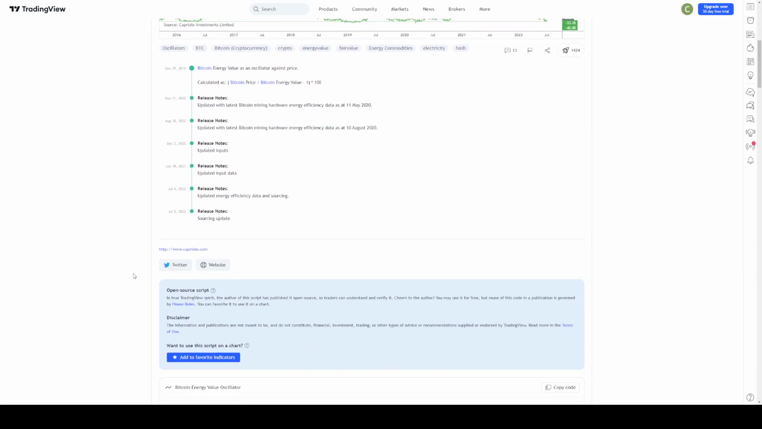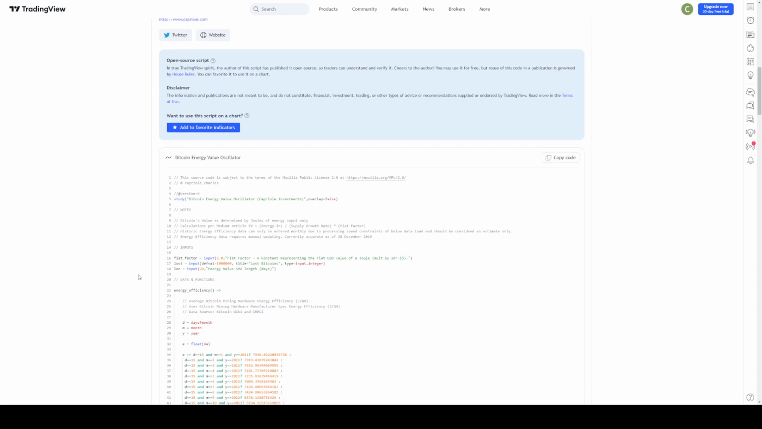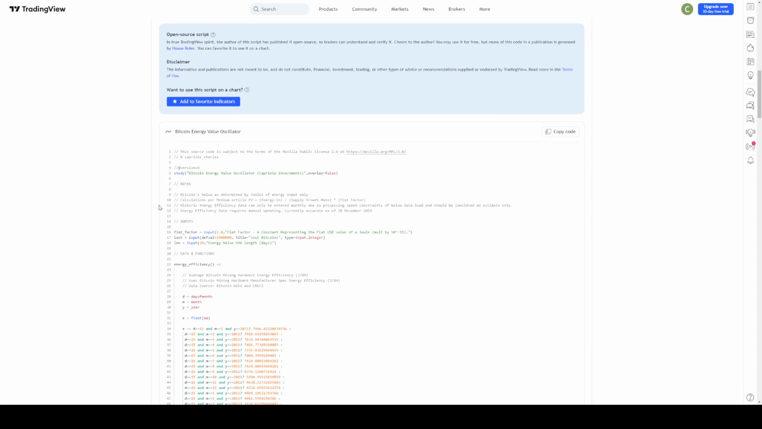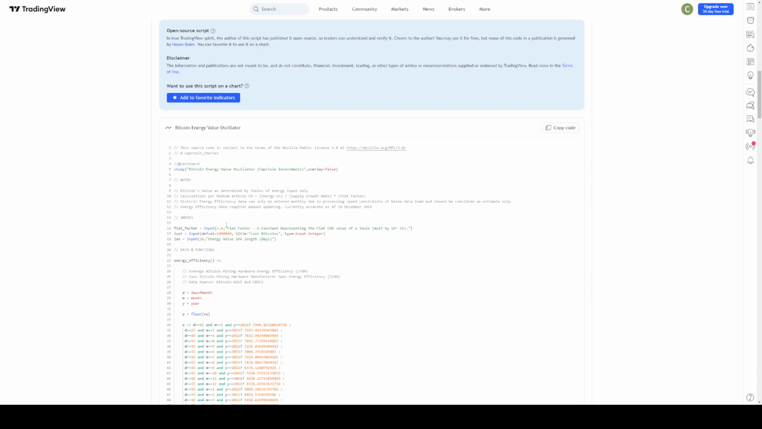So getting down into the Pine script here, I'm by no means a Pine script expert, so I'm probably going to get a few things wrong here, or at least miss a couple things. But basically what this is trying to do is calculate the energy value in terms of how much energy is put into mining Bitcoin, in terms of joules of energy as the only input. And then this is normalized by the supply growth rate and then multiplied by a fiat factor, which is a constant representing the fiat USD value of 1 joule.